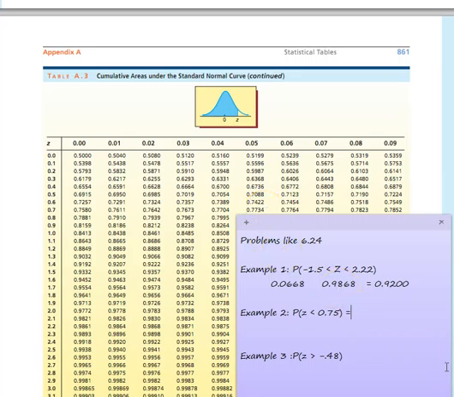0.7734. And the truth is, all I have to do is jot that down, and that's my answer. I'm done with example 2. So any problem that's like this is just one simple lookup on the table and you're done. And again, I'm looking at 6.24.